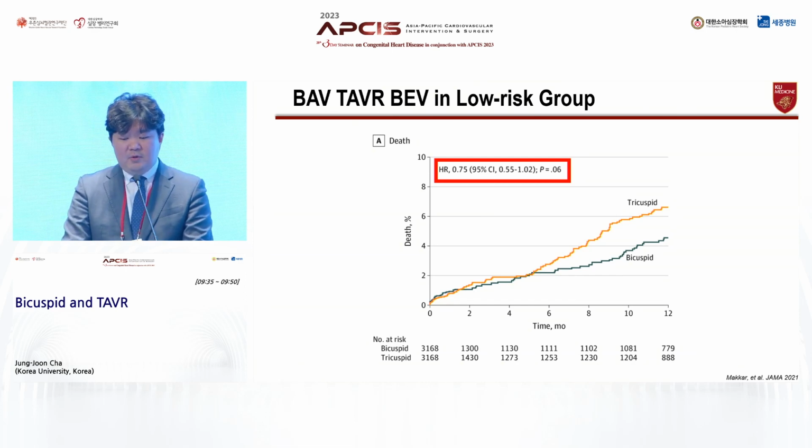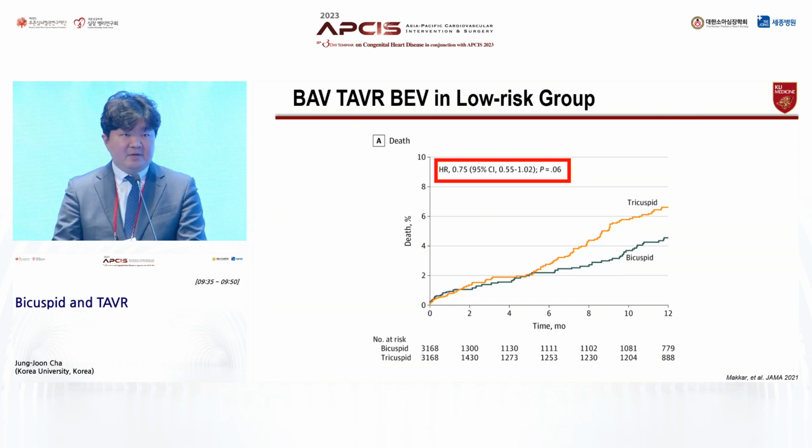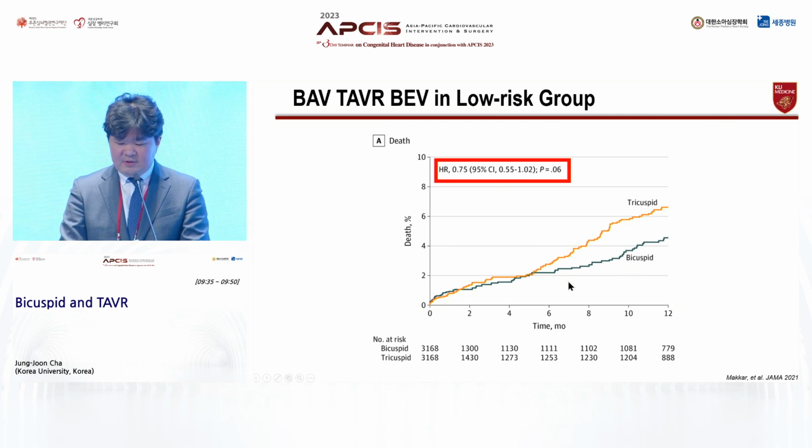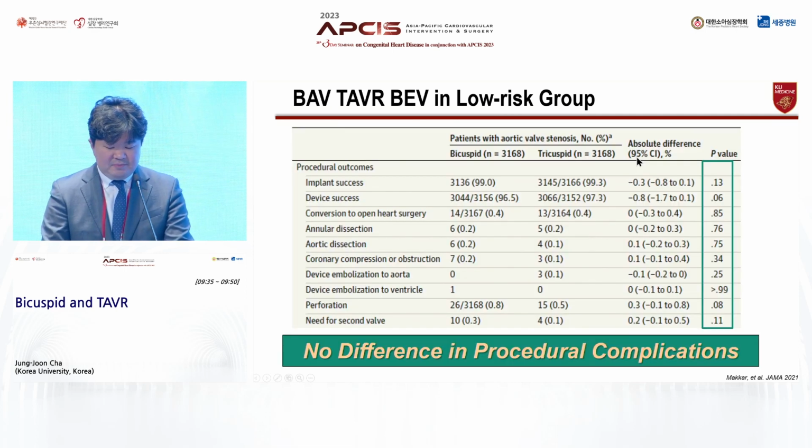But how about the low-risk group of bicuspid valve patients who had a balloon expandable valve? There is quite a promising result for the tricuspid valve, and the bicuspid valve has better clinical outcomes, but not with significance. But there is no difference in procedural complications, including conversion to open surgery or need for a second valve.